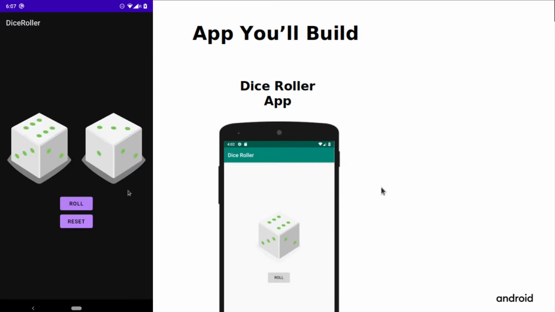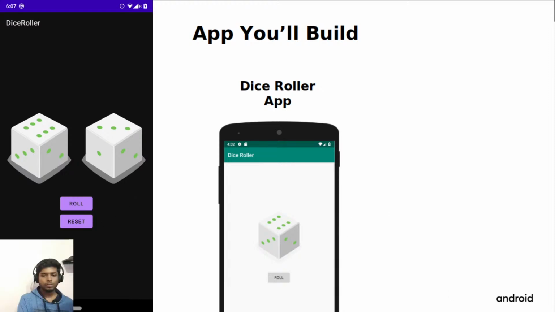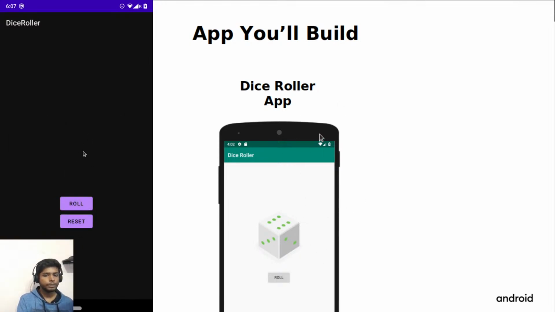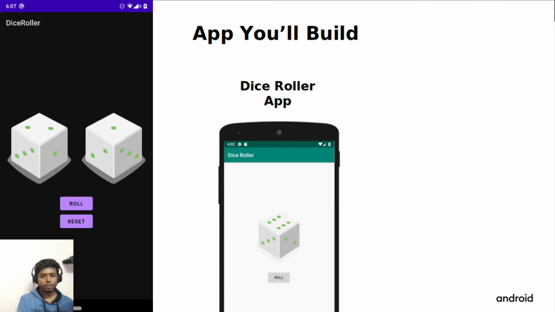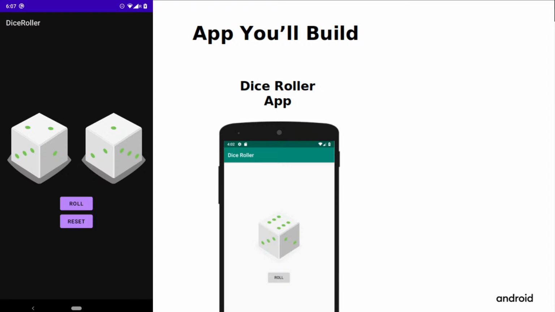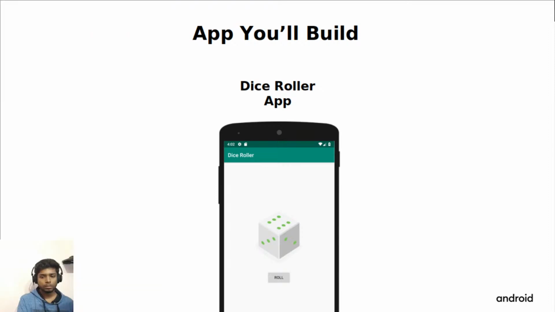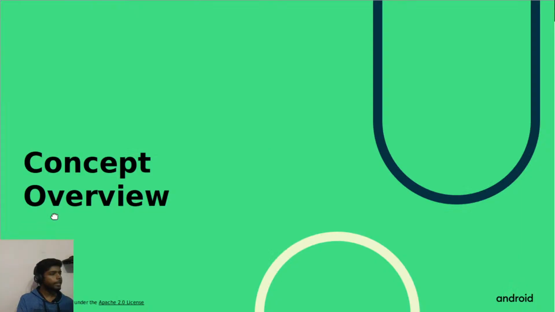When you click on the roll button, it will generate two numbers completely independent of each other and display images according to them. As we keep clicking roll, and if you click reset, these images will disappear. So we'll be building this. Cool, let's get straight into the concepts.